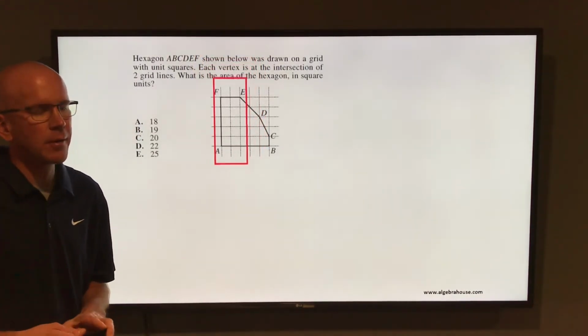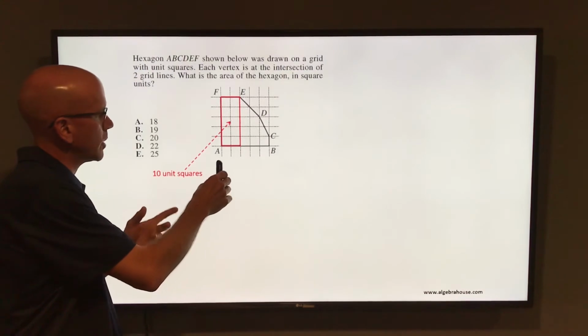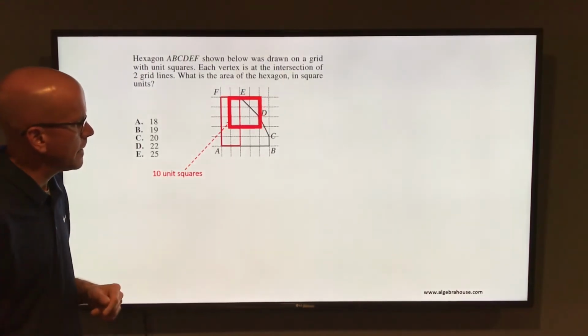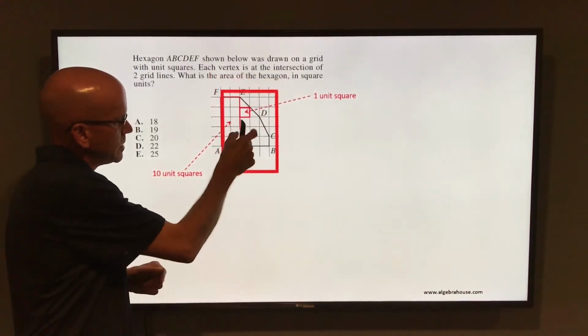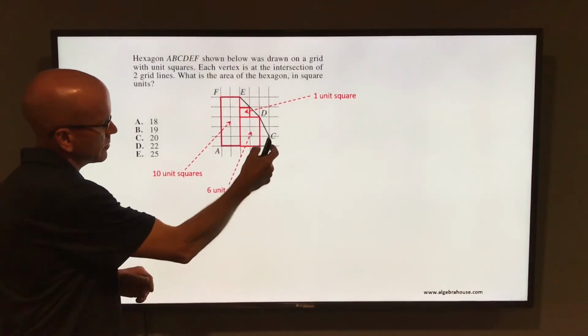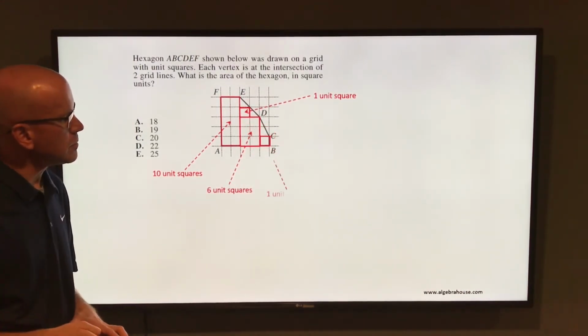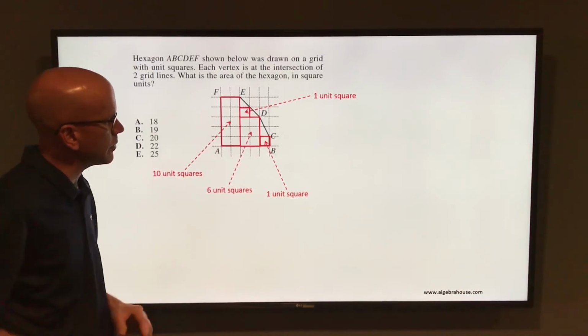I would just section it off and count up the number of squares. Everybody can count squares. There's 10 squares there. Another one, and then you have these 6. And then you have this one down here in the corner. Then you have these triangles to deal with.